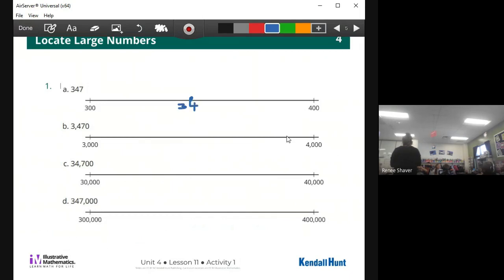All right, let's look at B. First of all, everybody say that number. What is this number? 3,470. Very good. I heard one person say "and." And means a decimal. Is this a decimal? No, not "and."